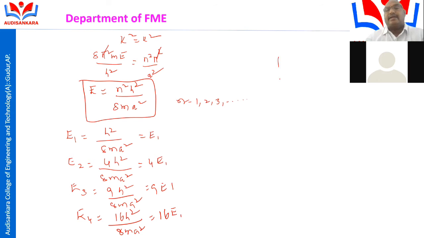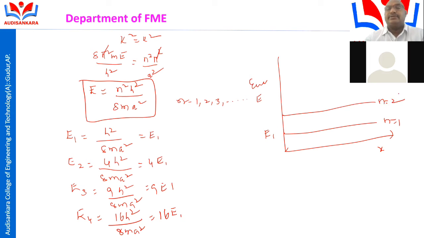So the energy level diagram is as shown in the figure. Energy E and x value. So n is equal to 1 substitution, that is called E1. N is equal to 2 substitute, that is called 4E1. N is equal to 3 substitute, that is 9E1. N is equal to 4 substitute, 16E1, and so on. So these are the eigen energy values.